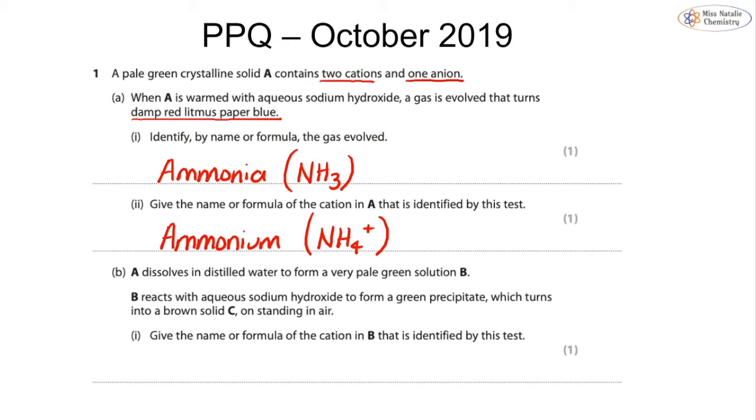A can then be dissolved in distilled water to form a very pale green solution, and it reacts with sodium hydroxide to form a green precipitate, which will then turn into a brown solid standing on air, which is C. So if we go back to B where we form this green precipitate, well again this is somewhat from IGCSE, we know that we must be forming iron 2+, because we're forming an iron hydroxide precipitate. If it was iron 3, then it would be a brown precipitate.